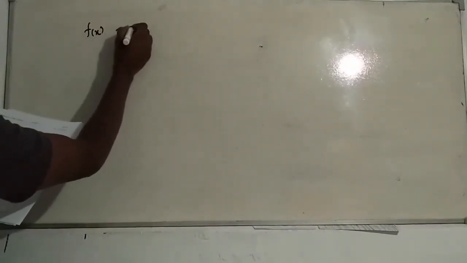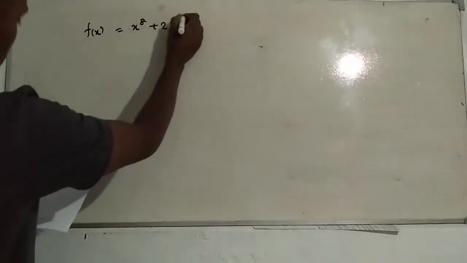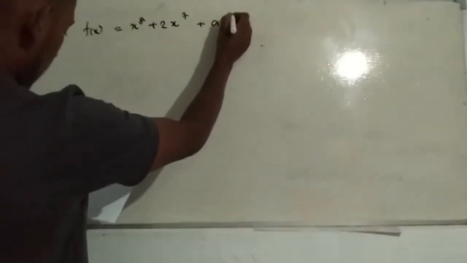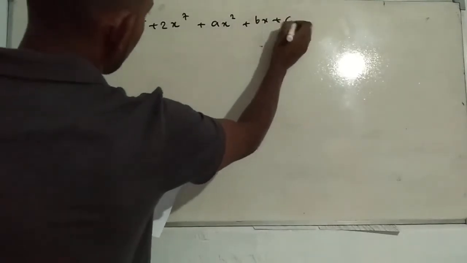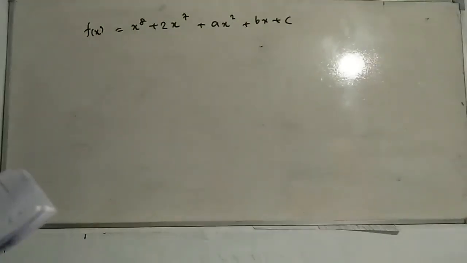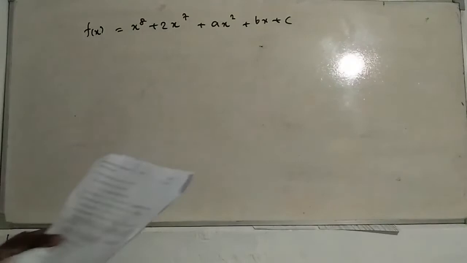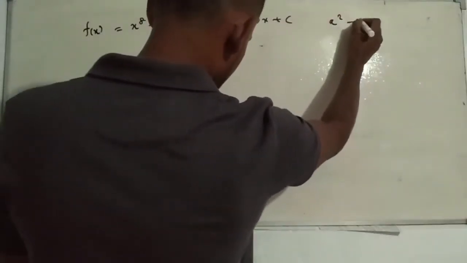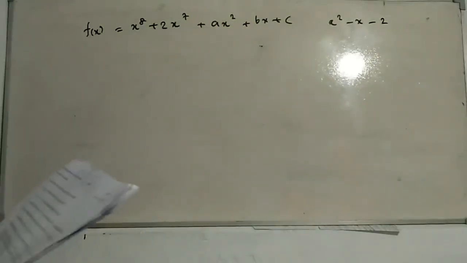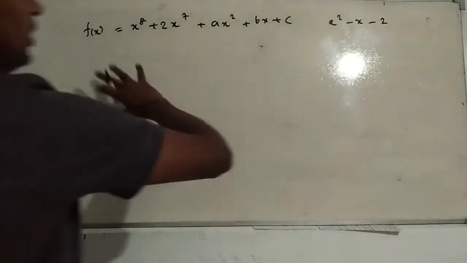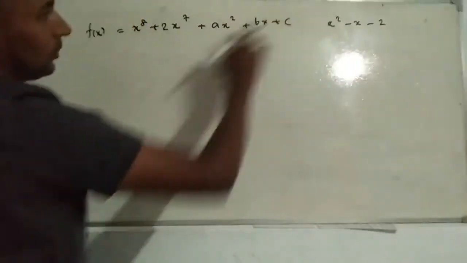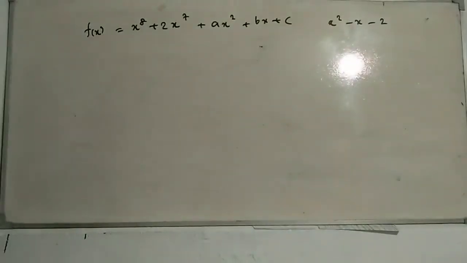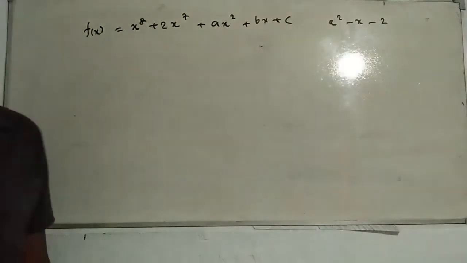In the next question, we are given a very big polynomial f of x equal to x to the power 8 plus 2 x to the power 7 plus a x squared plus bx plus c, right? There should be a correction in this one. It is divisible by x squared minus x minus 2; here it must be negative, not positive. Remember it said that if we divide this polynomial by this polynomial, there is no remainder. That means it's a factor of this polynomial.